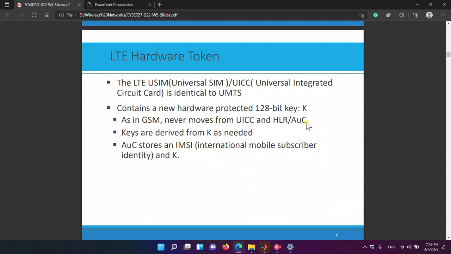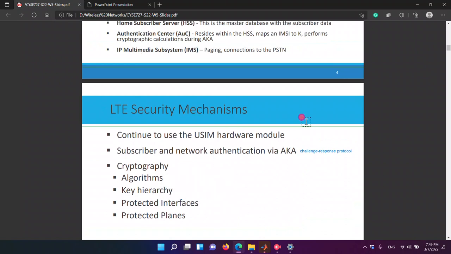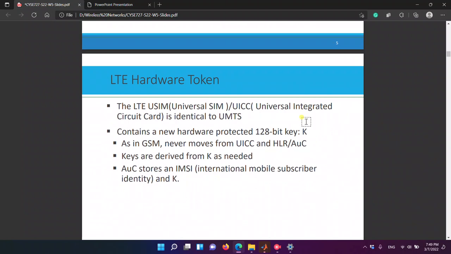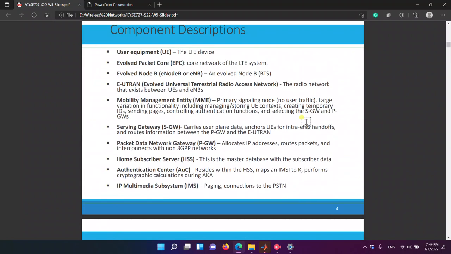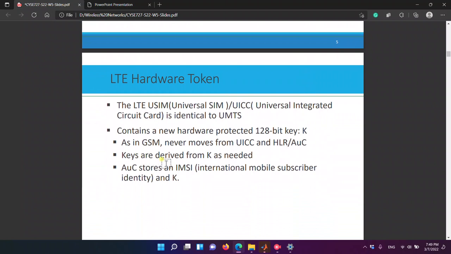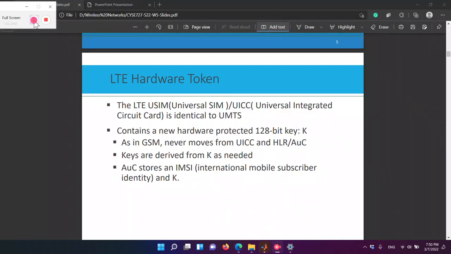It never moves from the UICC and the HLR authentication center. What's the HLR? We don't have it. And keys are derived from K as needed. So we have one K and we derive other keys from this big K. The authentication center stores an IMSI, which is an international mobile subscriber identity, and key.